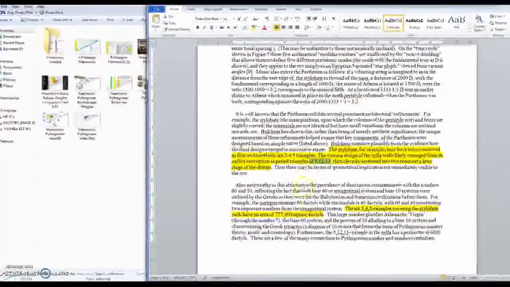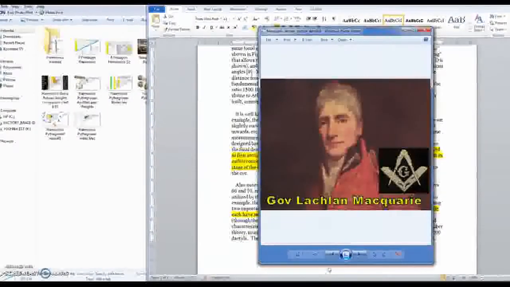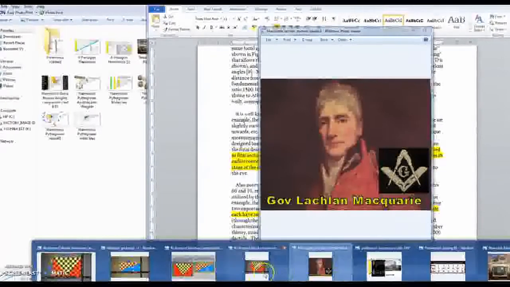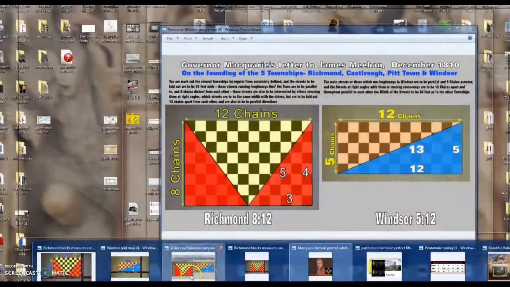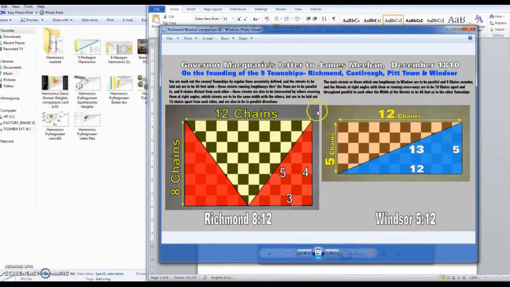this particular article and the 3-4-5 triangles. For instance, Governor Macquarie arrived in Australia in 1810 and immediately set about, pretty much the equivalent of George Washington here in Australia, very much into survey, a conscientious Freemason, not just like a social club member, but literally into the craft. When he arrived, he set up a bunch of new towns, especially the five new towns of Richmond, Castlereagh, Pitt Town, Windsor, and one I'm forgetting to mention.